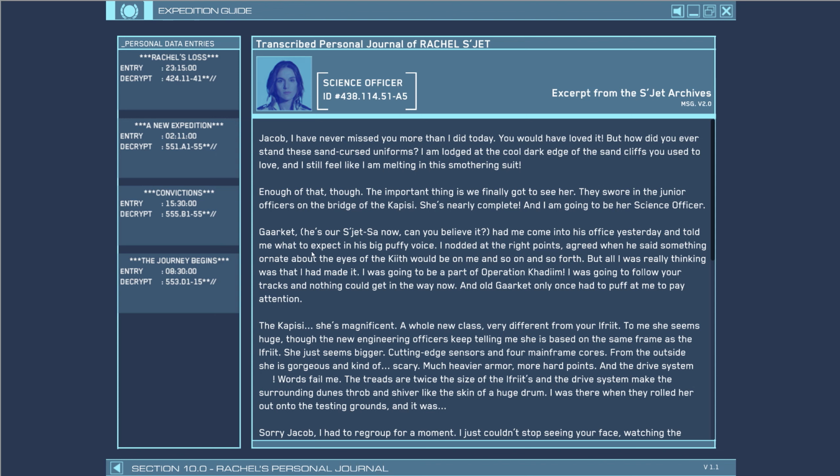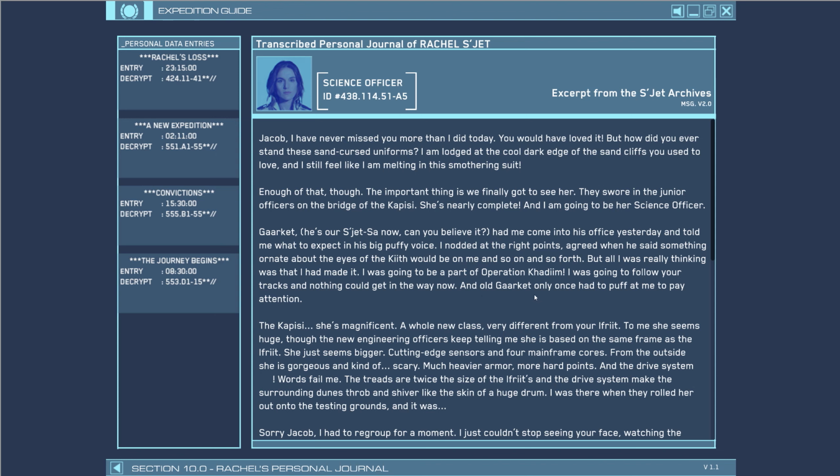But all I was really thinking was that I had made it. I was going to be a part of Operation Kadim. I was going to follow your tracks and nothing would get in my way now. And old Garquette only once had to puff at me to pay attention. The Capisi, she's magnificent. A whole new class, very different from your Ifrit. To me, she seems huge, though the new engineering officers keep telling me she's based on the same frame as the Ifrit. She just seems bigger.